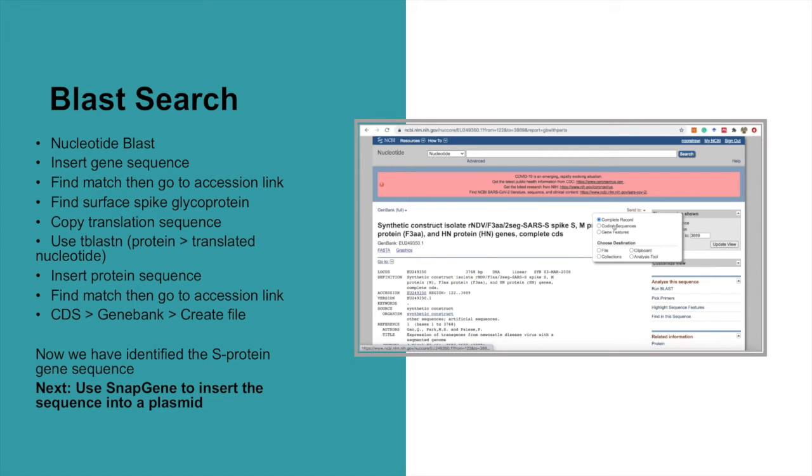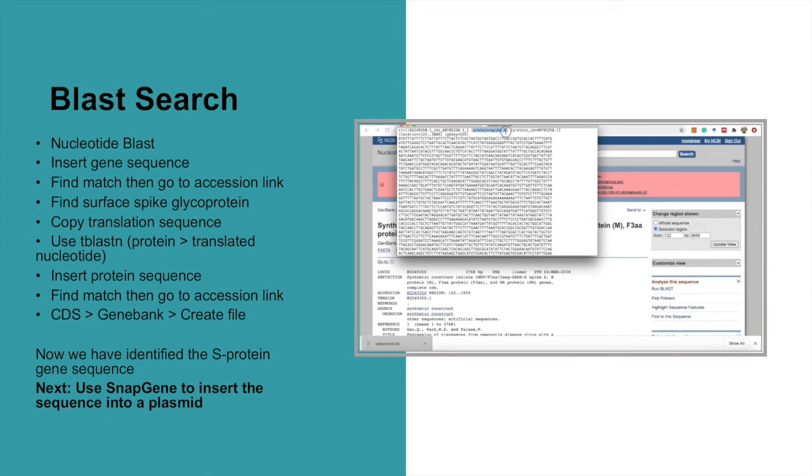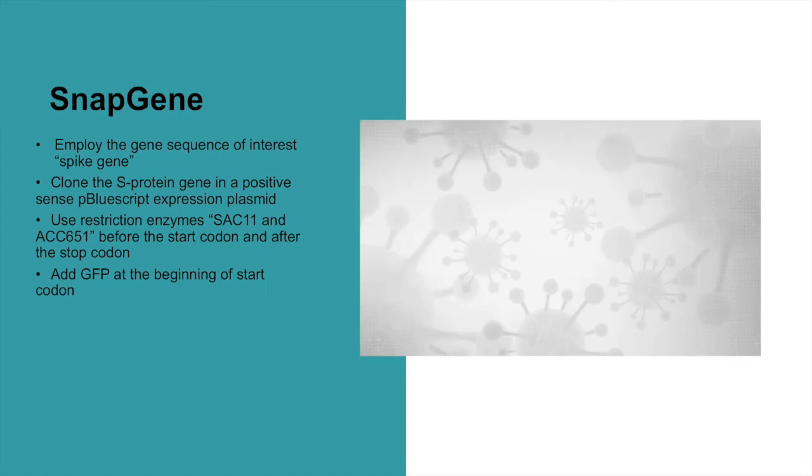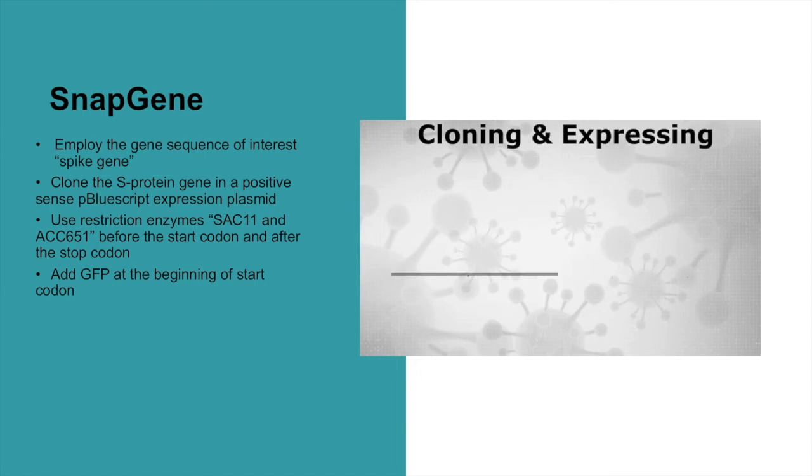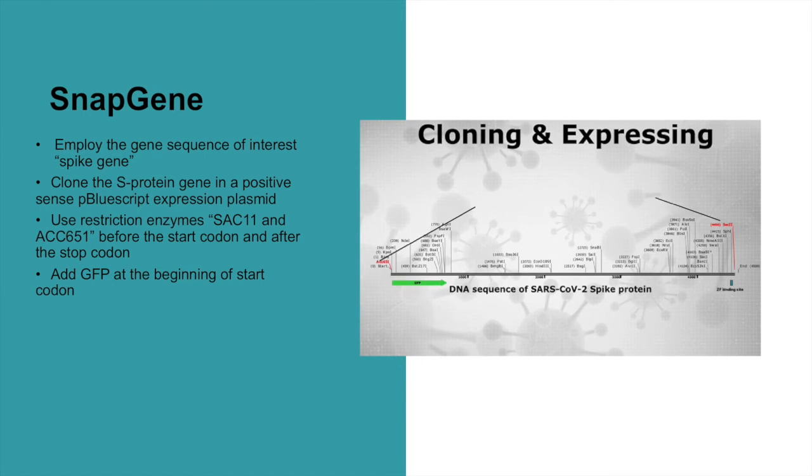So now we can actually save our file as a coding sequence, and this sequence is what we will be using in the SnapGene. SnapGene is molecular biology software that allows users to plan, visualize, and document molecular biology procedures. For cloning and expression, we use the DNA sequence of the SARS-CoV-2 spike protein.